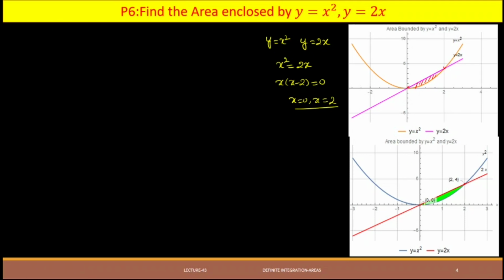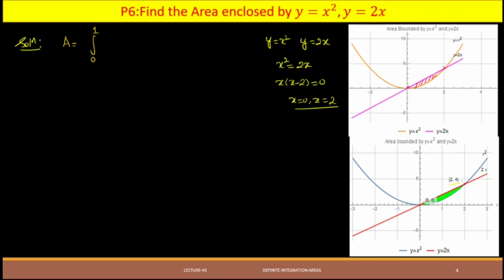So you can see that in the second graph the point of intersections are indicated: 0 comma 0 and 2 comma 4 here. Now let me set up an integral to find out the area that is being asked in the problem. So the required area is equal to integral. Which result are we going to apply? I think we are going to apply the sixth result.